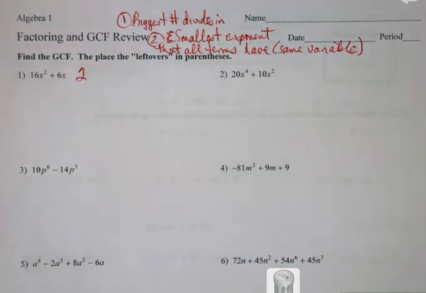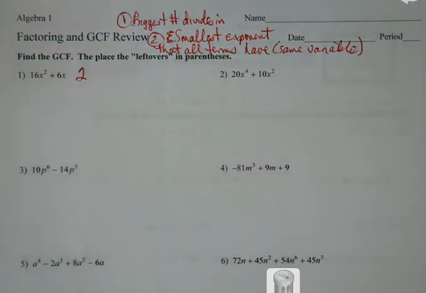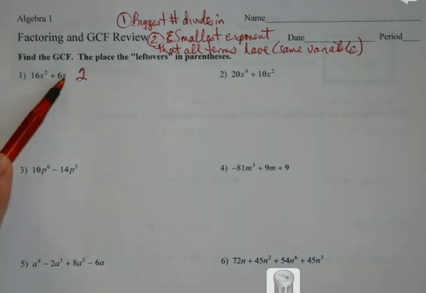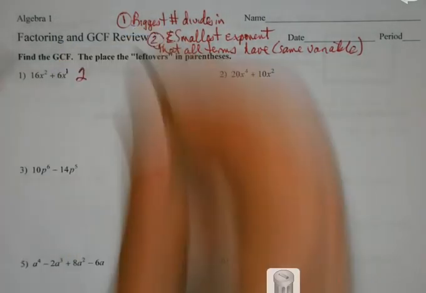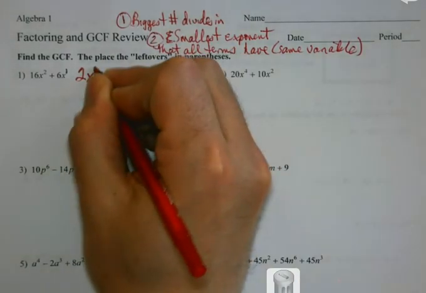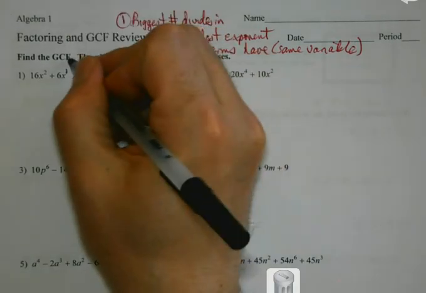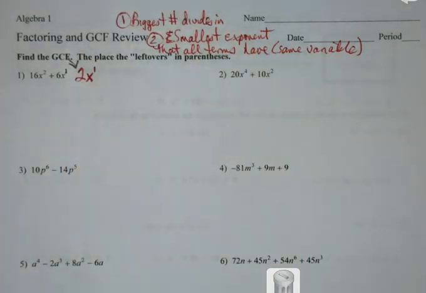When I look at the variable part, both of my terms have an x, but I want the one that's got the smallest exponent. And if I don't see an exponent, that's the smallest one. That's like having an x to the first. So I'm going to pull out an x. If you want to put the 1 there, you can. That is my greatest common factor.